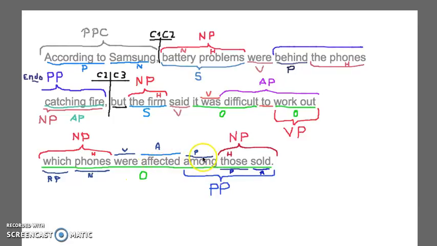Among is a preposition, and among those sold is a prepositional phrase. Those sold is also a noun phrase, and those is the head word. Those is a preposition, and sold is an adverb.